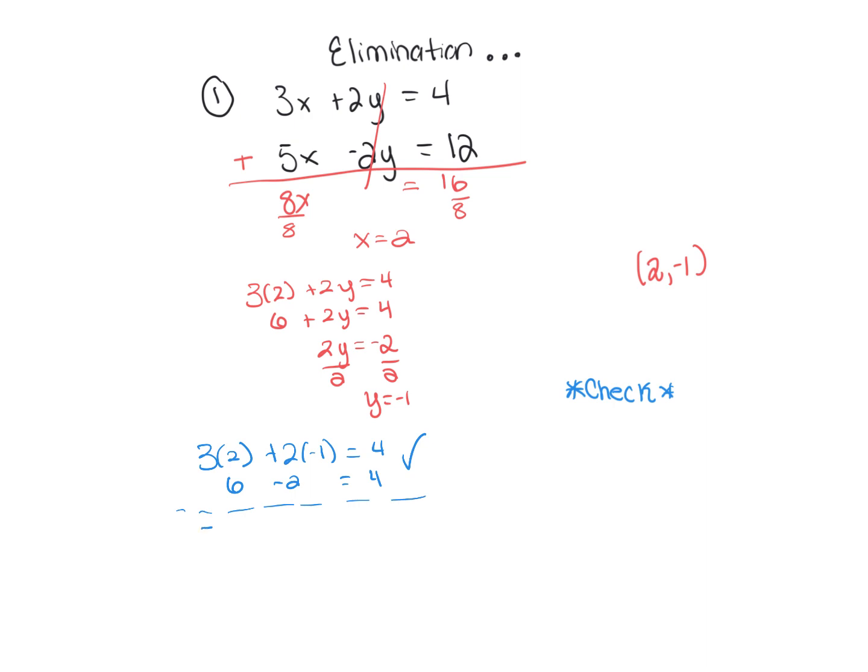And then on the second equation, 5 times 2 minus 2 times negative 1 is supposed to equal 12. This is 10 plus 2, which equals 12. So it checks out and our answer works.